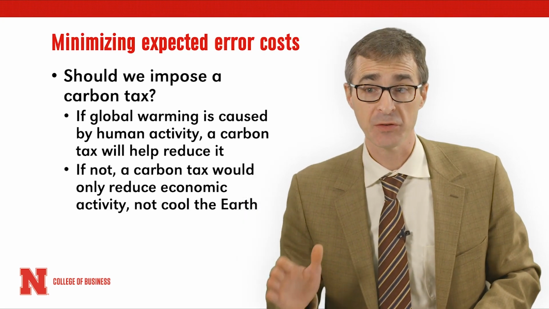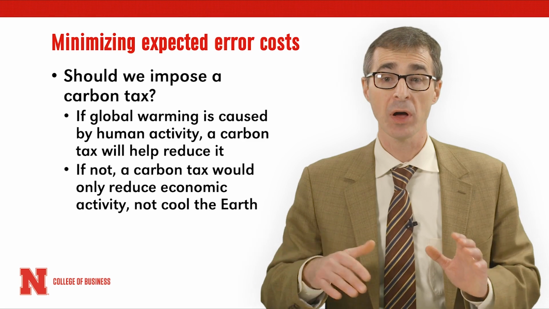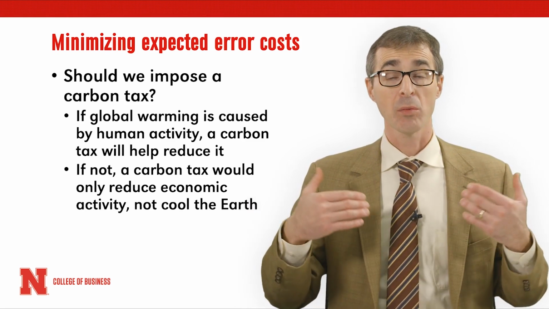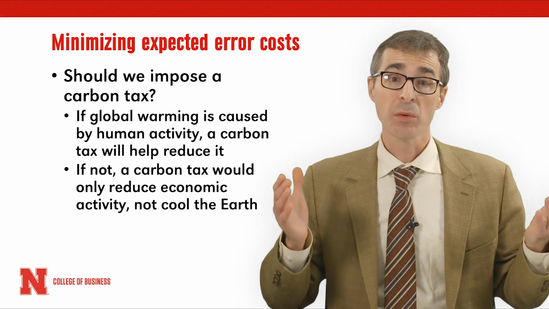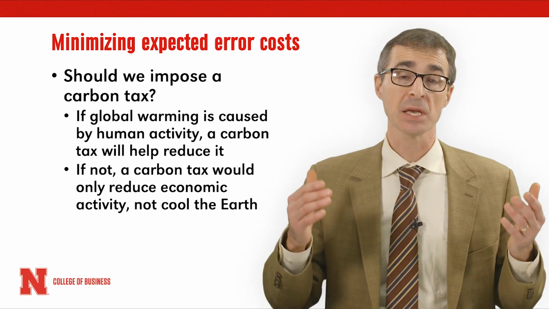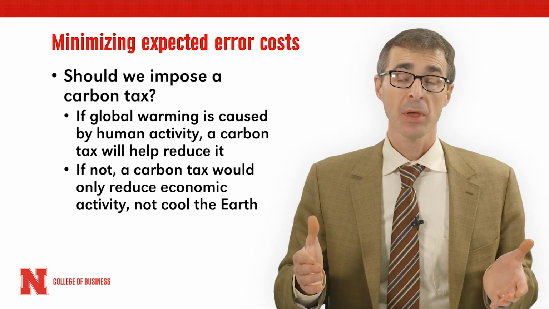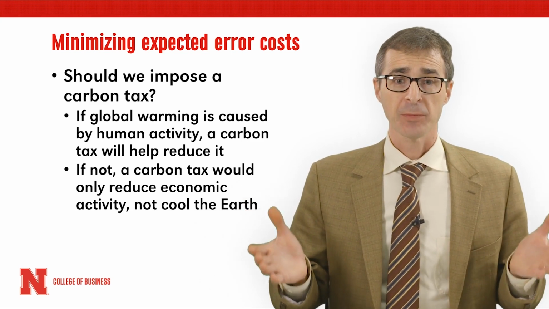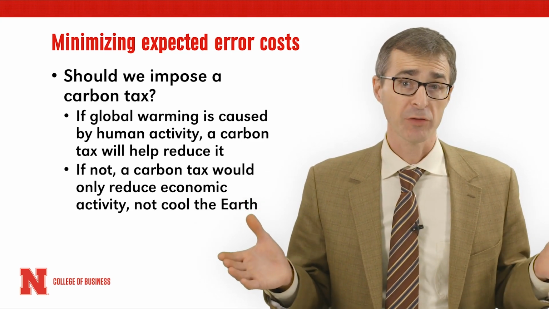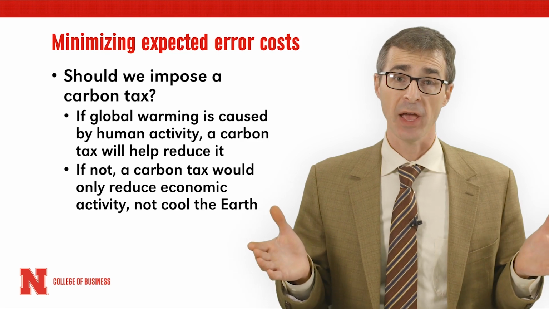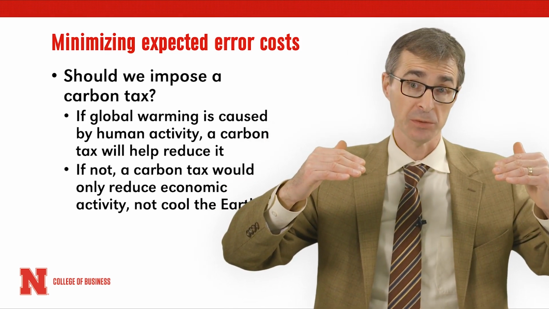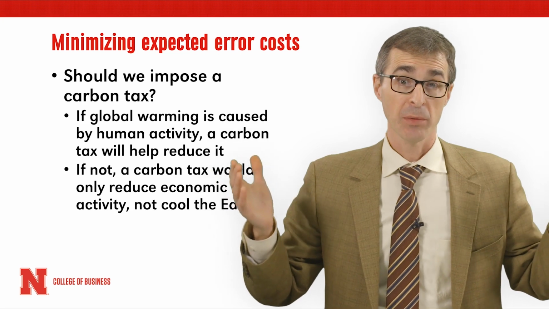Sometimes when we're faced with a decision, instead of focusing on, say, maximizing expected profits, benefits minus costs, we may want to minimize the expected error costs. Let's take the issue of global warming or climate change. If global warming is, say, caused by human activity, then a carbon tax, which would reduce the level of carbon consumption, might help mitigate the problem.